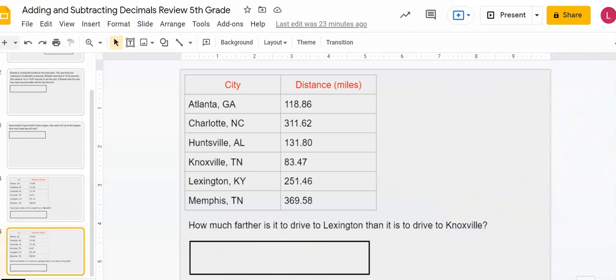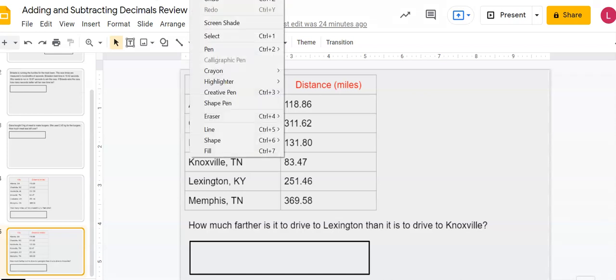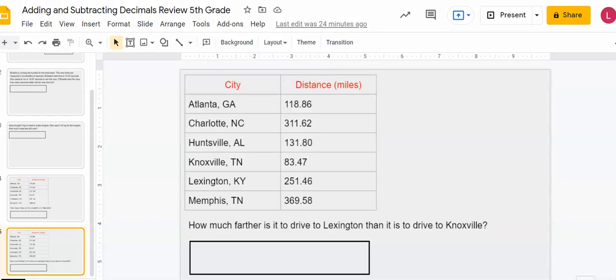So now let's look at our final question. And remember, here we talked about how we probably would not use all of the data from our chart, and that's typical. We have to really think about what we might use with the question. So how much further is it to drive to Lexington than it is to drive to Knoxville?